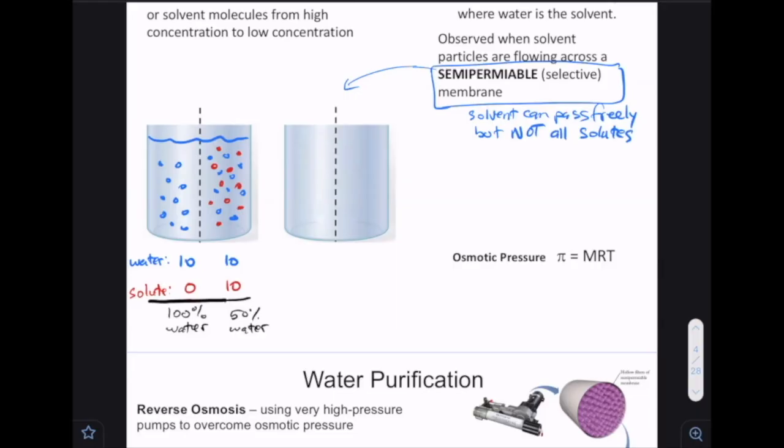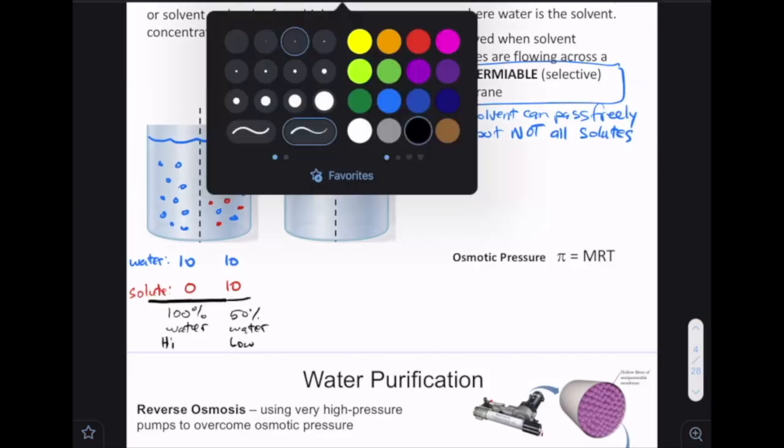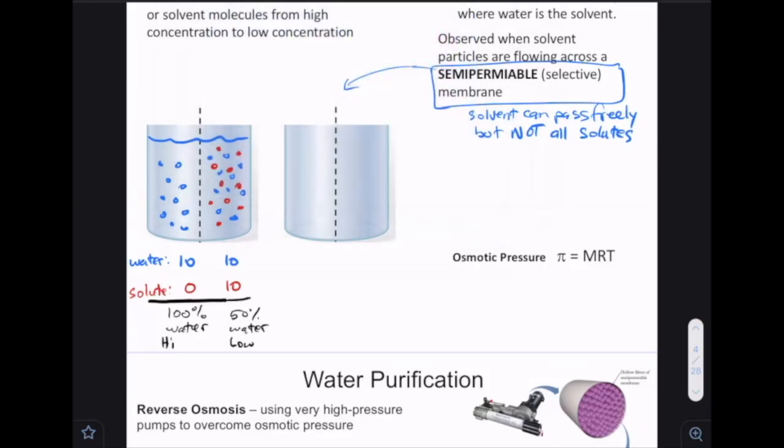So if we just think about the concentration of water, water is a high concentration here on the left, and it's a low concentration here on the right. So water is going to flow down its concentration gradient. It's going to diffuse from the high concentration to the low concentration.